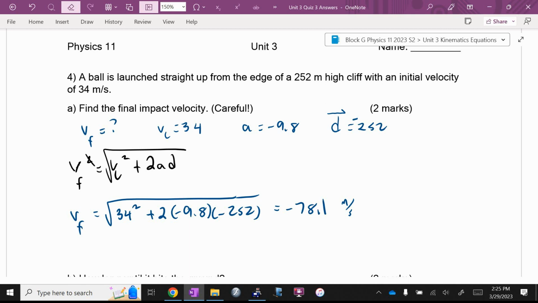So here, if you missed the negative, I would give you 1.5 out of 2. Missed the units, use a half mark as well.